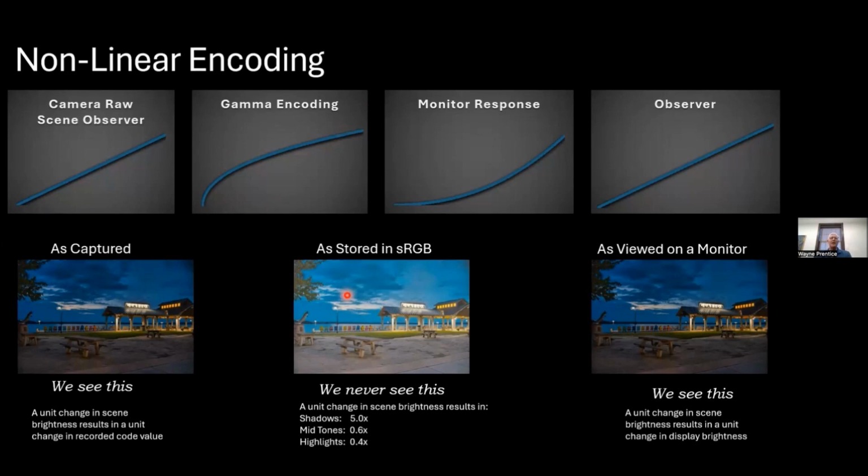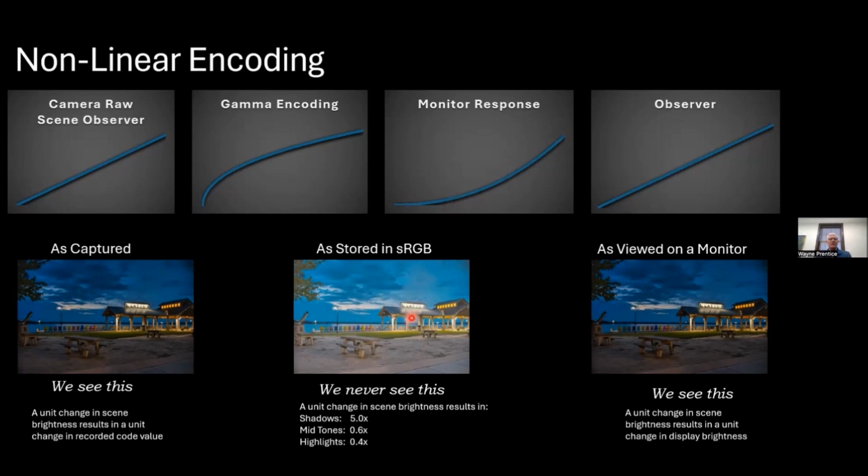But we never see this image, because every time we go to display this data, we're not displaying it by reading code values off a screen. We're displaying it by putting colors on a screen. To put it on a screen, it goes through this nonlinearity. And so every time we try to look at this, we don't see this.